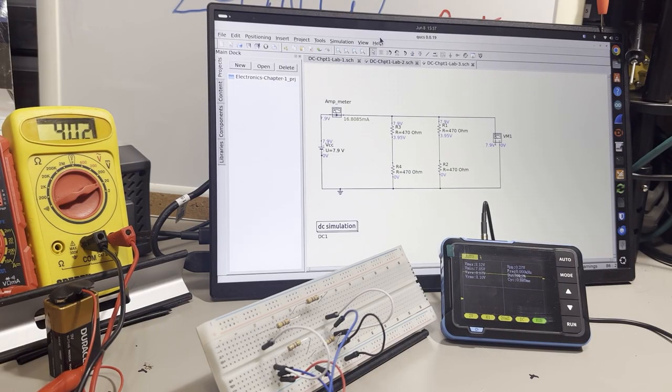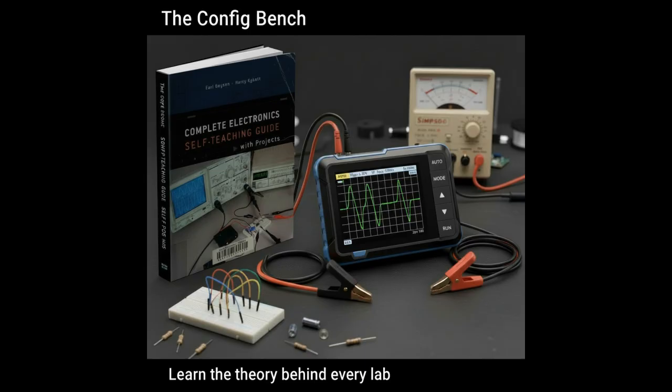I've been referencing the book Complete Electronics Self-Teaching Guide. This is a great learning guide. I don't get any money or anything for referencing this book. I just think it's a great learning guide. We've been in chapter 1, learning about DC circuits and Ohm's Law. You can't get a better learning guide. So, highly recommend it. That's what I'm using as a reference point when I build these circuits and build these videos.